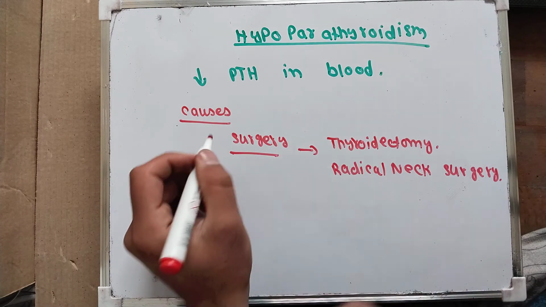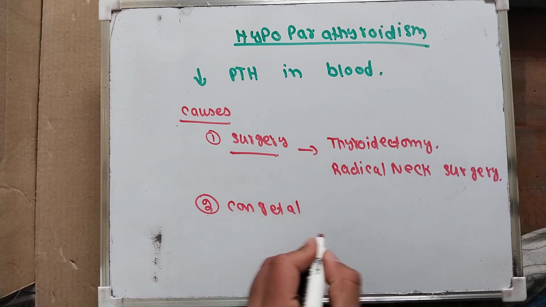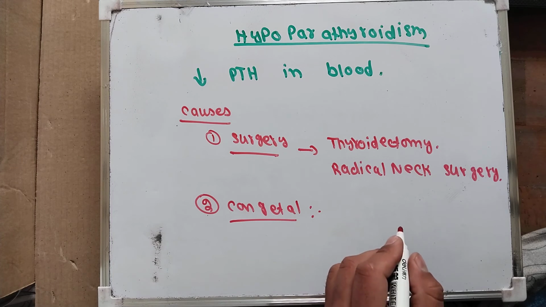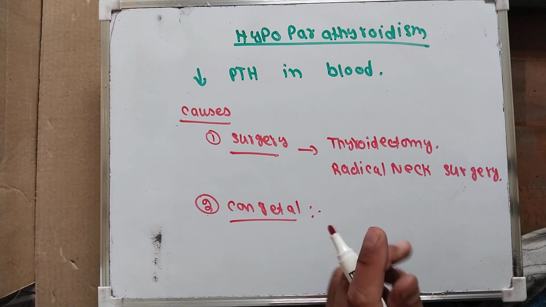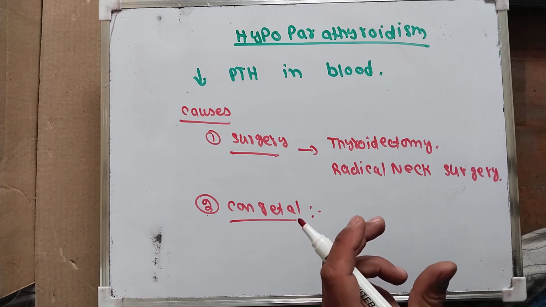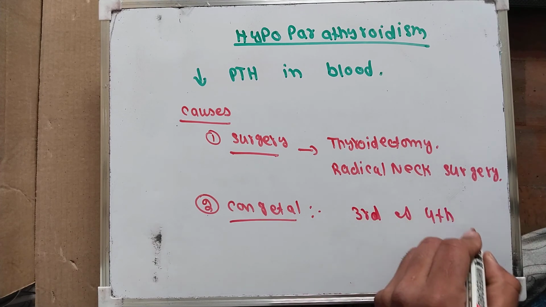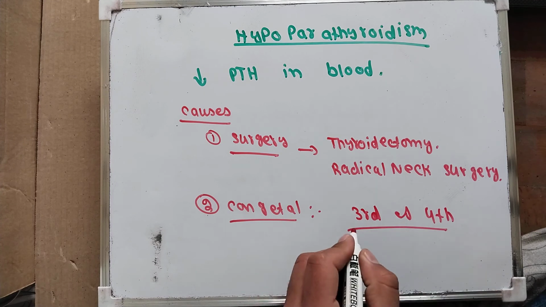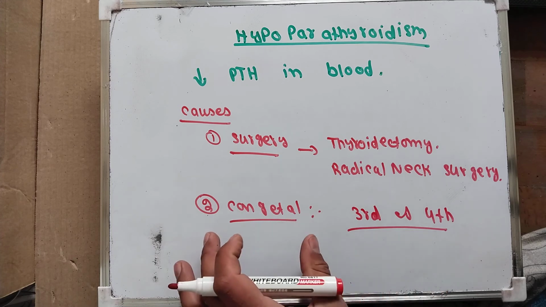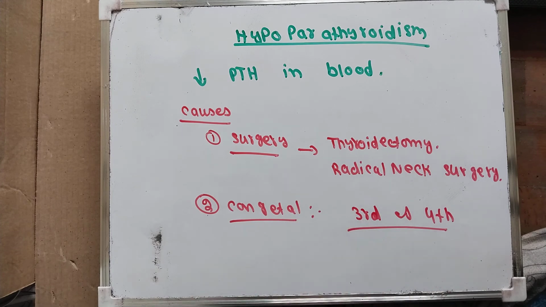The second main type of cause is congenital. Now we know that the third and fourth pharyngeal pouches make the parathyroid gland as well as the thymus. So whenever during development the third and fourth pharyngeal pouches are not developed during embryology, we have no development of the parathyroid gland, and thus hypoparathyroidism occurs.